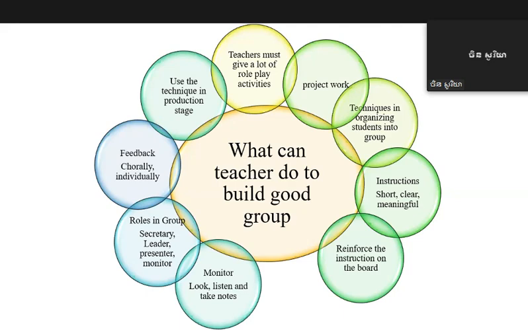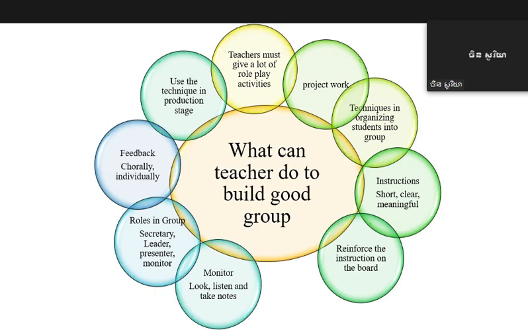Next, what a teacher should do to build a good group is to have a clear instruction, a short instruction, and a meaningful instruction. It's really, really important when the teacher gives a clear, short, and meaningful instruction, because it helps the students in the groups, the group members, understand what to do, what to write, and what to respond after group work. So it's very important.